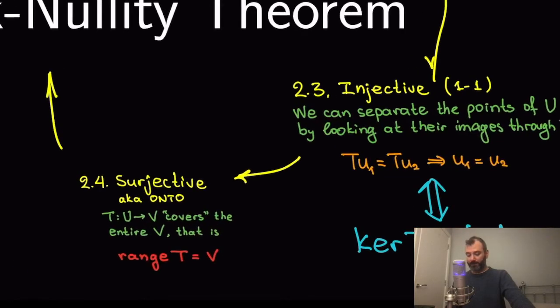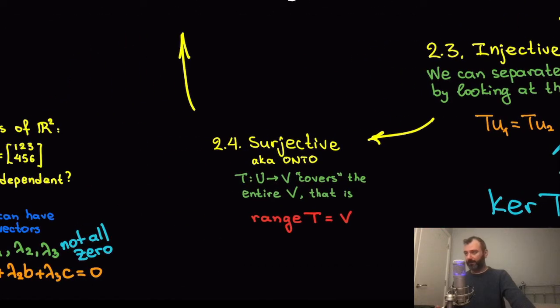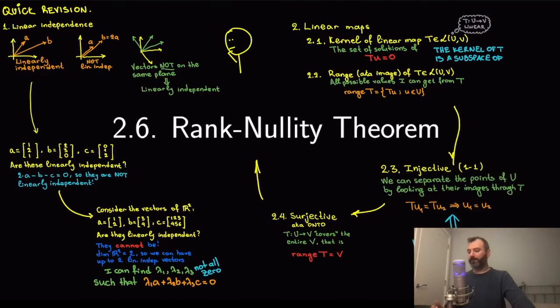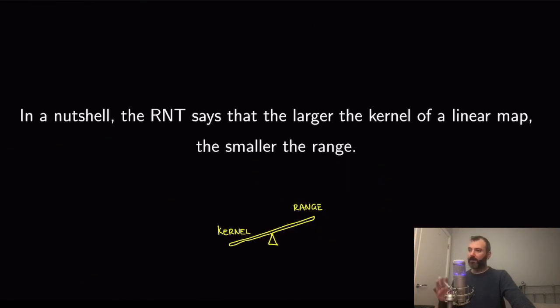And last but not least, surjectivity, or the map being, as we say, onto. It means that my linear map T from U to V covers the entire V. To put it differently, the range of T is equal to V. And this brings us now to the rank-nullity theorem. The rank-nullity theorem states more or less, approximately, the following thing.